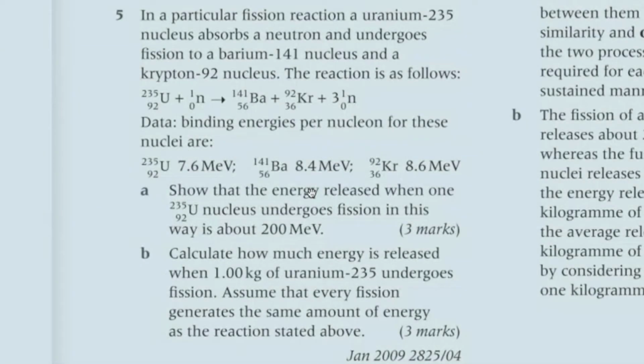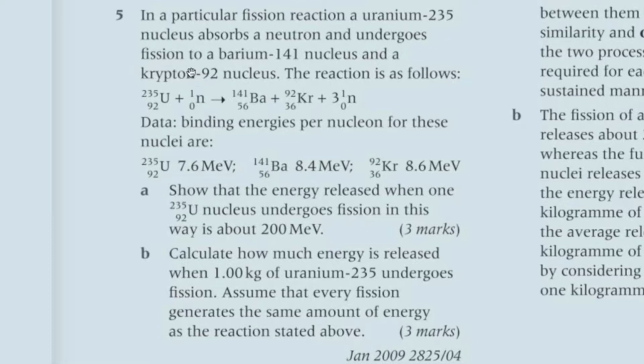So, in a particular fission reaction, a uranium-235 nucleus absorbs a neutron and undergoes fission to a barium-141 nucleus and a krypton-92 nucleus. The reaction is as follows, okay? They give us the binding energies per nucleon, which are these ones here. Show that the energy released when one uranium nucleus undergoes fission in this way is about 200 MeV, okay?